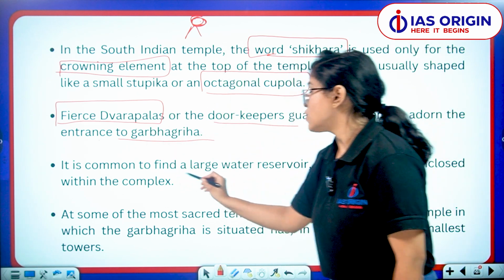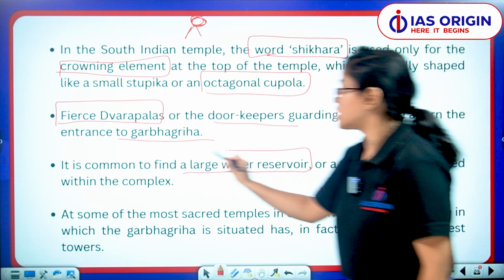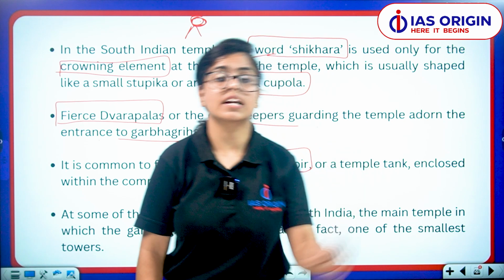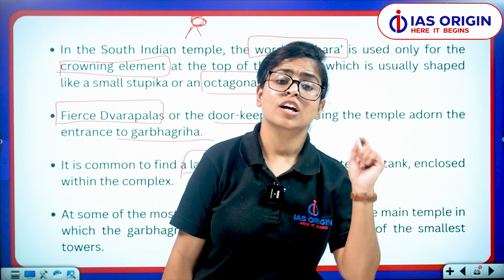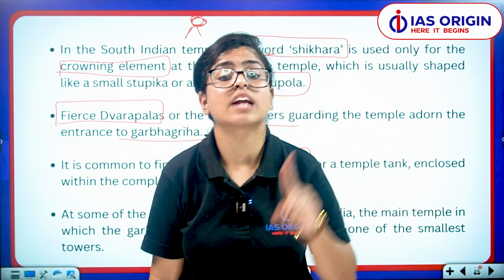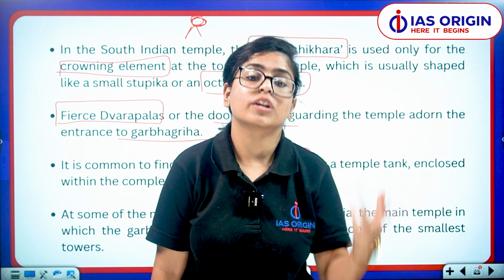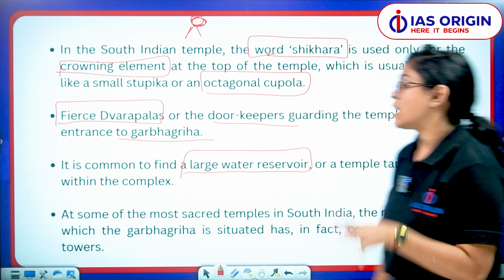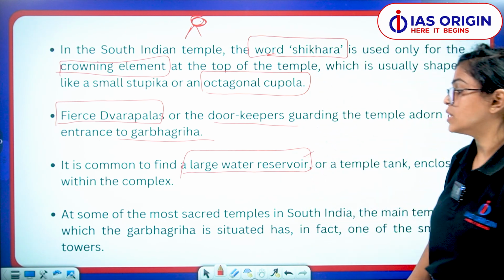Okay. Next is we find a common large water reservoir. Water reservoir एक unique feature है सारे के सारे Dravidian temples का. As I said, not just for worship but for cultural activities. As a result, water reservoir might be used for drinking purposes and other purposes. That is why it is always found in the Dravidian temples.